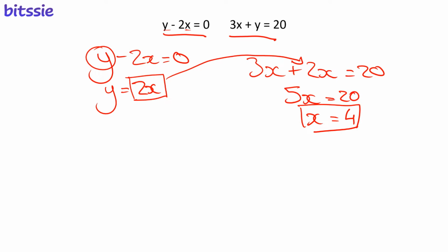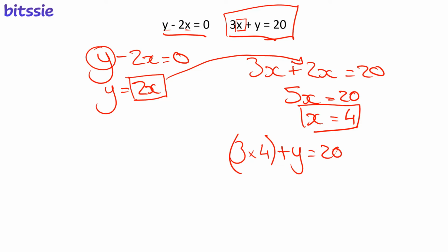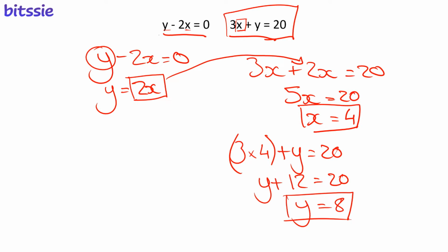Next, let's substitute x in here and use this equation to work out y. So we've got 3 lots of 4 plus y equals 20. So y plus 12 equals 20, and hence y equals 8. And then we can use our other equation to check our answer. 8 minus 2 lots of 4, which is 8, equals 0. And that's true. So x equals 4 and y equals 8.